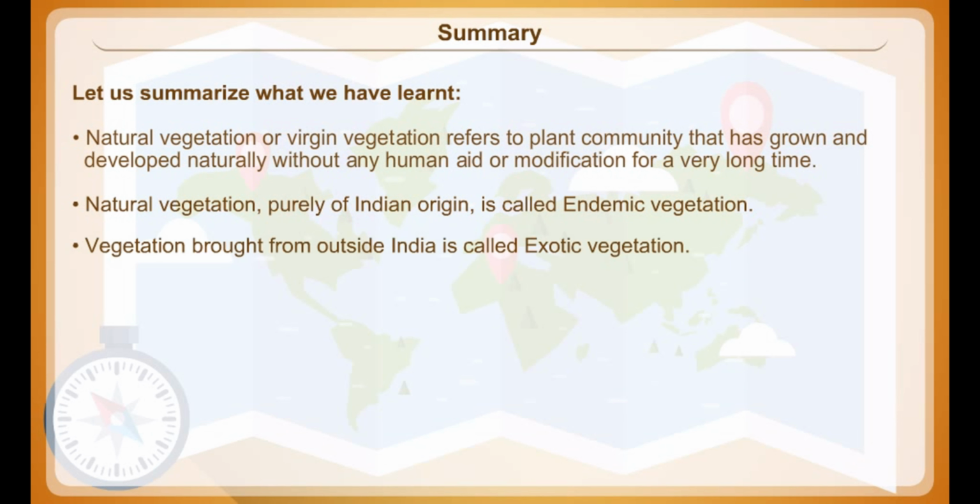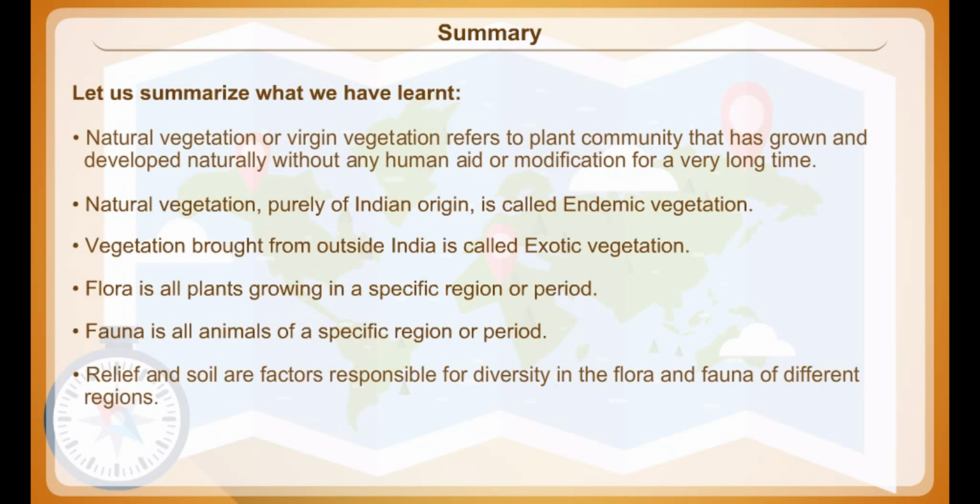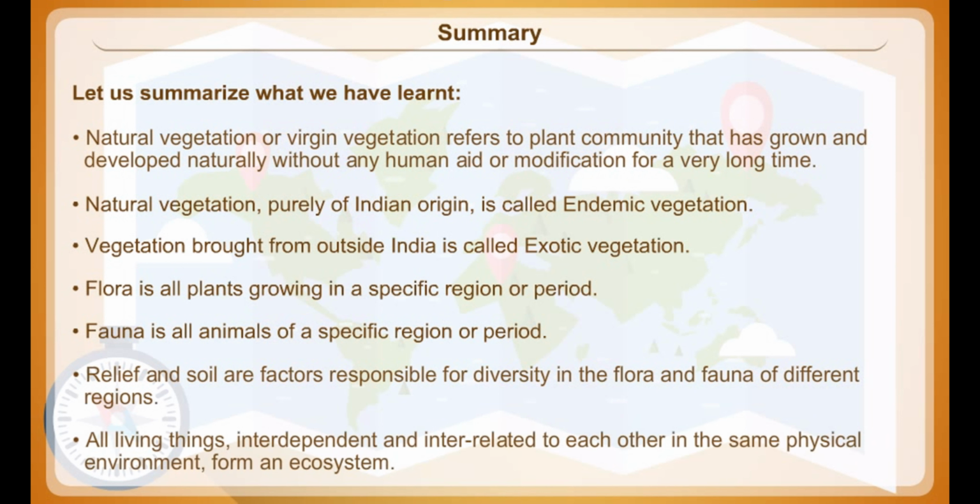Flora is all plants growing in a specific region or period. Fauna is all animals of a specific region or period. Relief and soil are factors responsible for diversity in the flora and fauna of different regions. All living things, interdependent and interrelated to each other in the same physical environment, form an ecosystem.